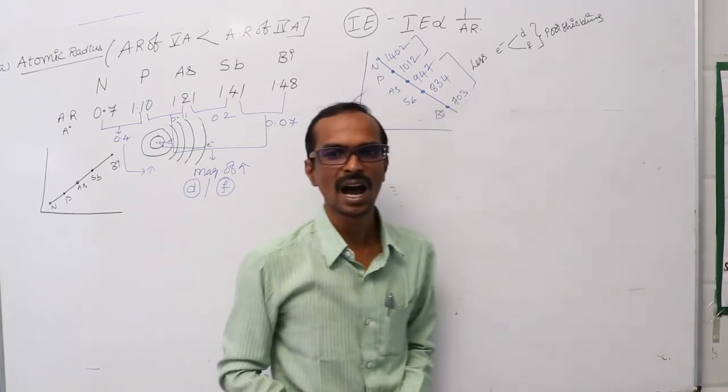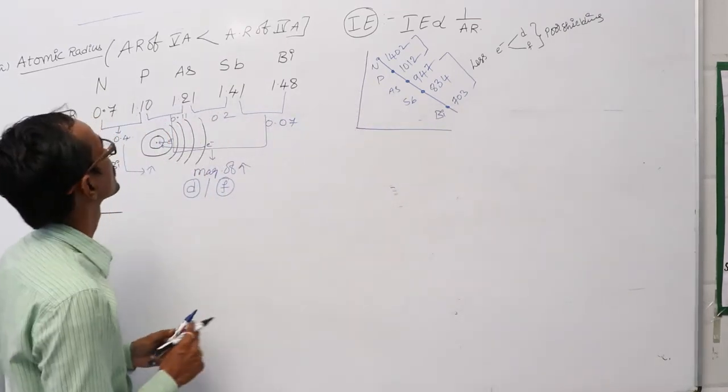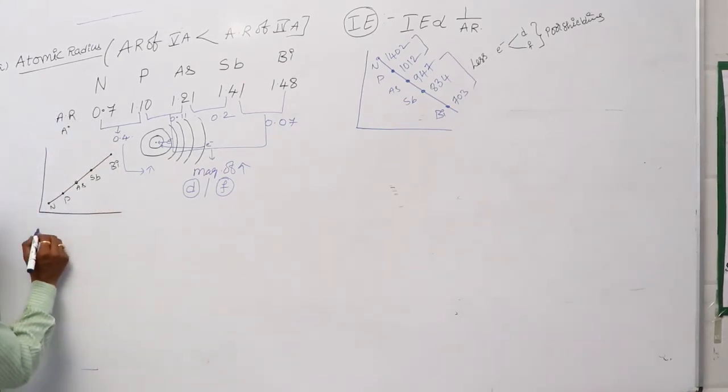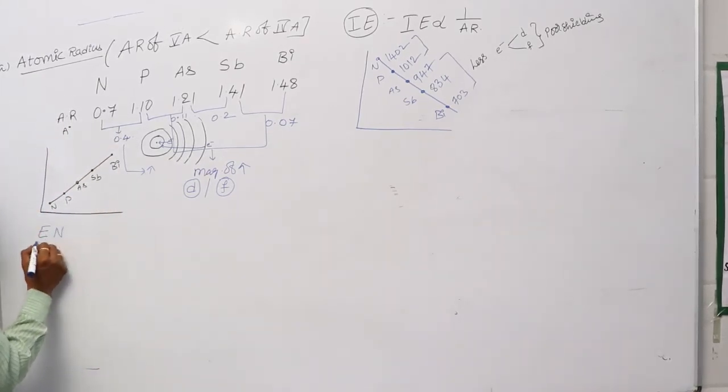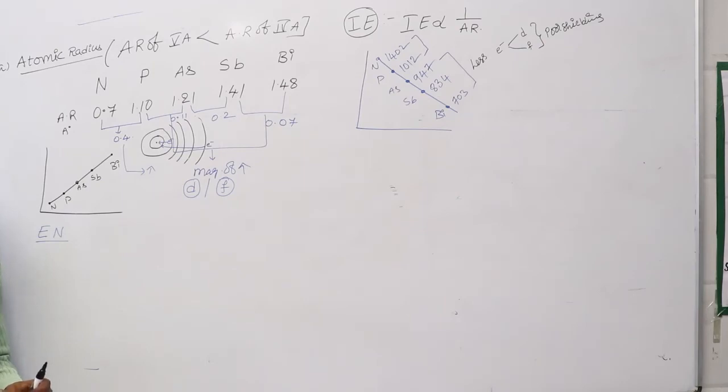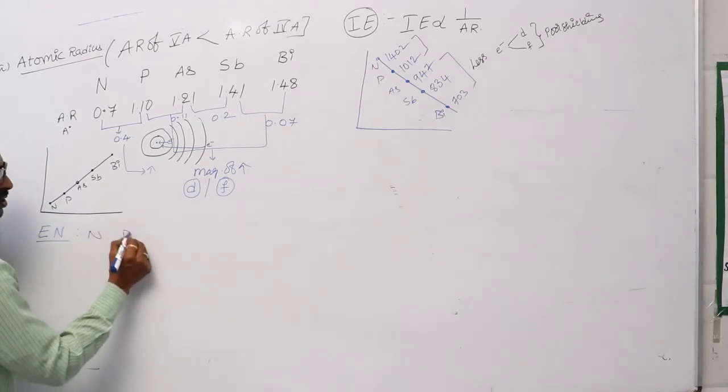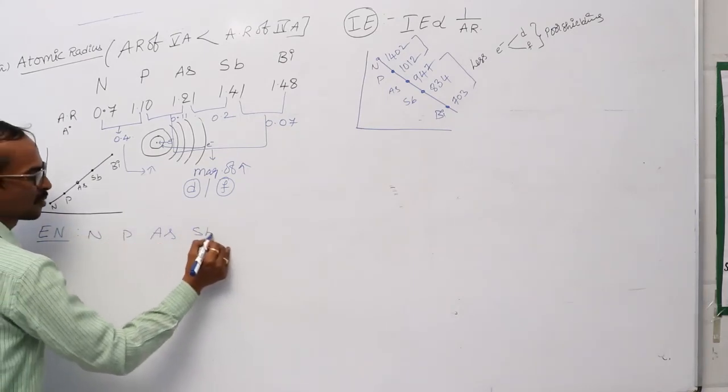Right? Next, electronegativity. Let us discuss the next parameter, electronegativity. What does it mean by electronegativity? The tendency of an element to attract the bond pair of electrons is simply called electronegativity. So here, what will be the electronegativity values of nitrogen, phosphorus, arsenic, antimony and bismuth?